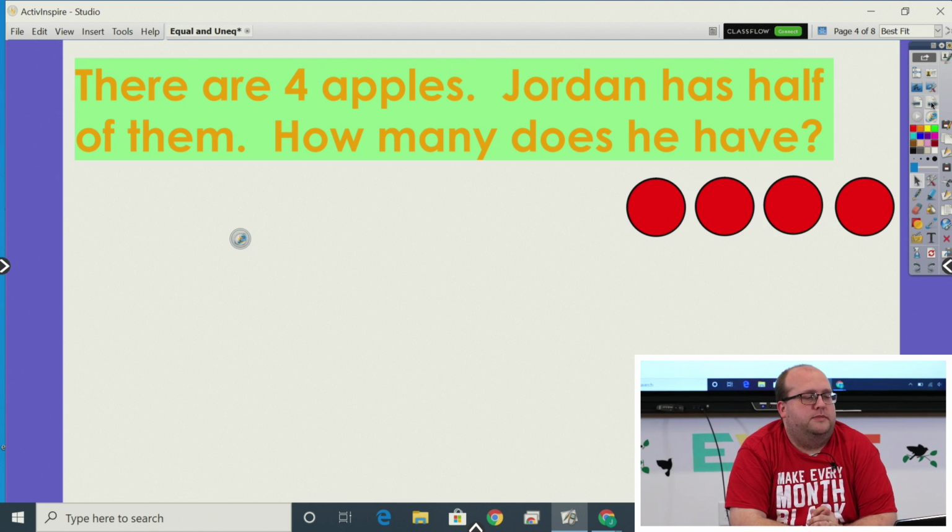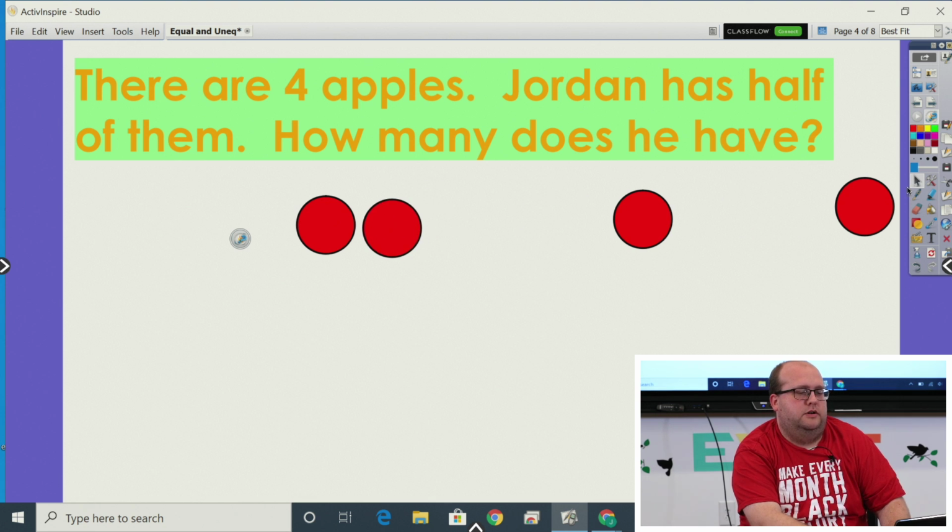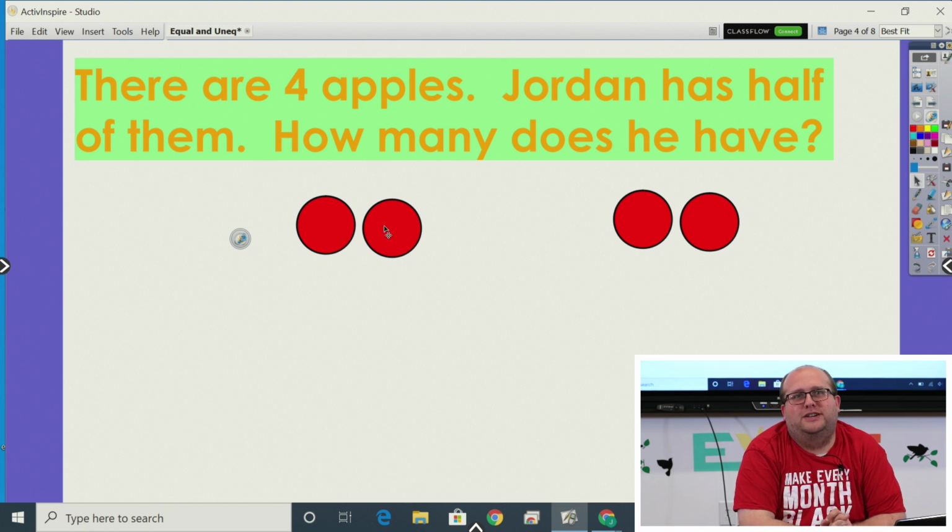Now let's do some word problems. Here's a story. It says there are 4 apples. Jordan has half of them. How many does he have? Well, let's make a pile. Here's 1 for Jordan, 1 over here in the other half, another one for Jordan, another one over here for the other half. So each half is 2. That reminds me of a doubles fact. 2 plus 2 is 4. So half of 4 is 2.